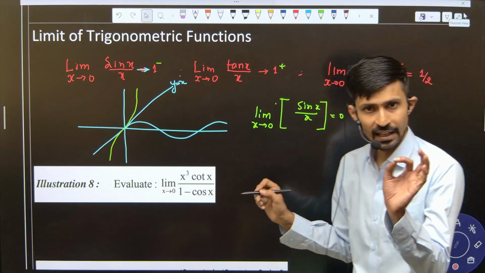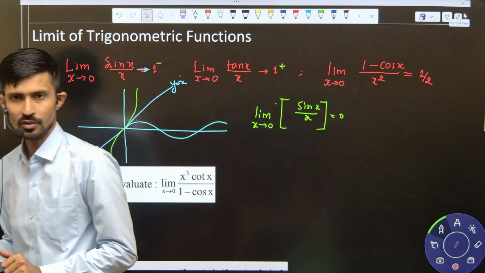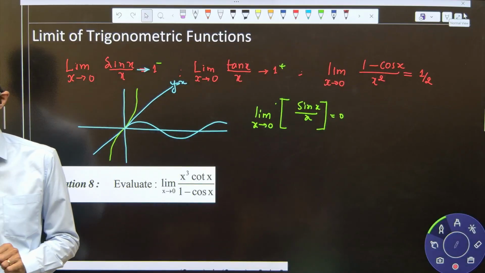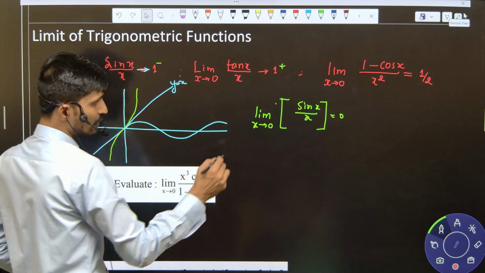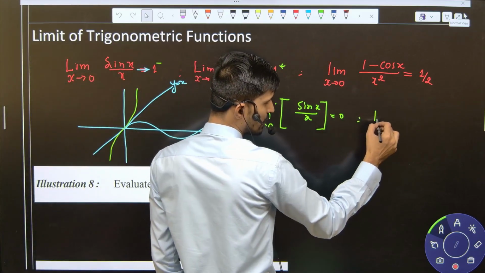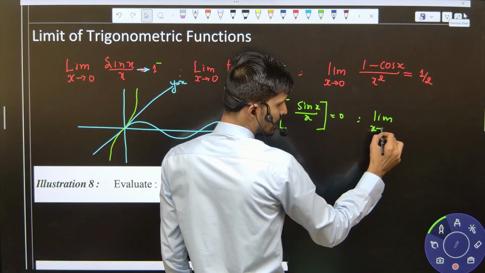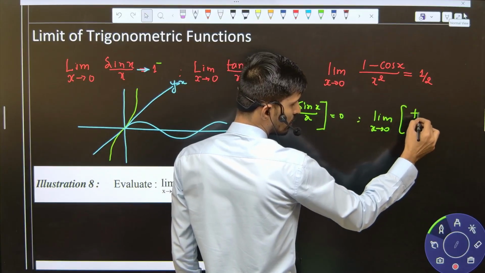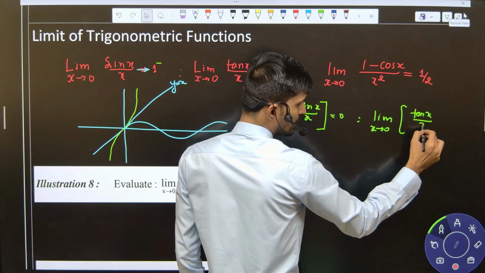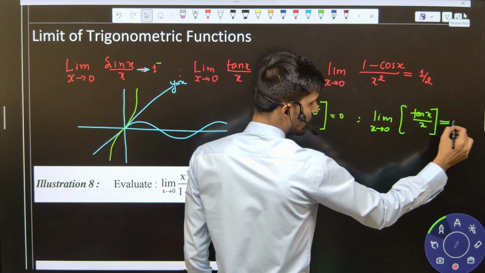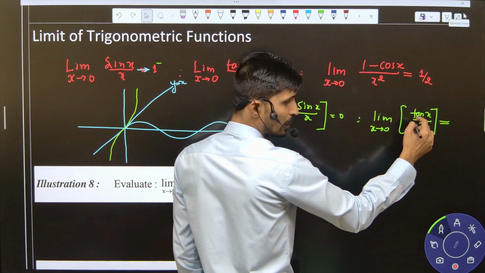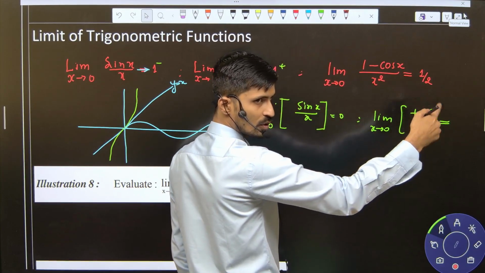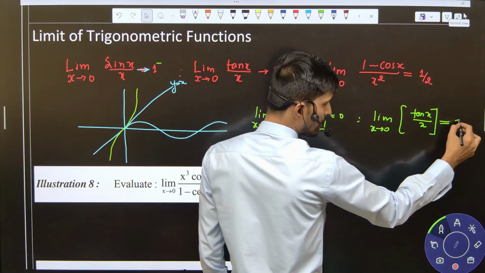Why? Because that is exact 0. That is not 0 plus or 0 minus. That is exact 0 we are getting. And the same thing if we write for tan, limit x tends to 0, tan x by x, this value is 1 plus. It means 1.00001, its greatest integer will become 1.